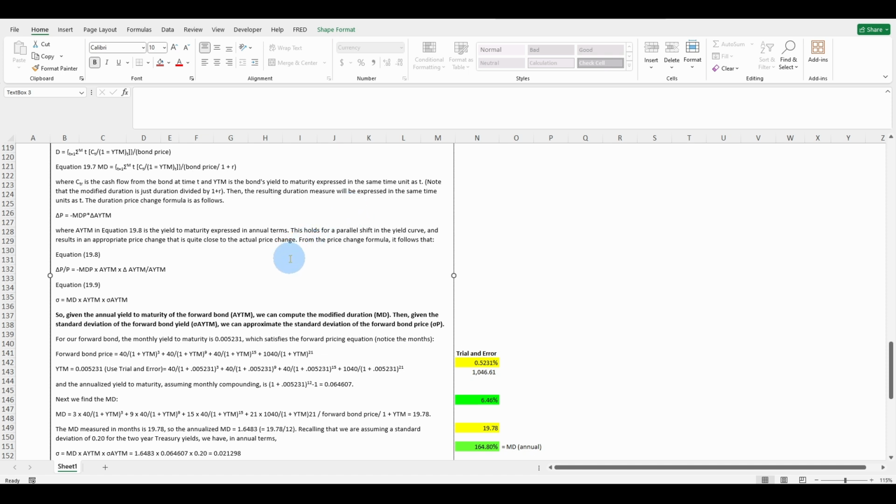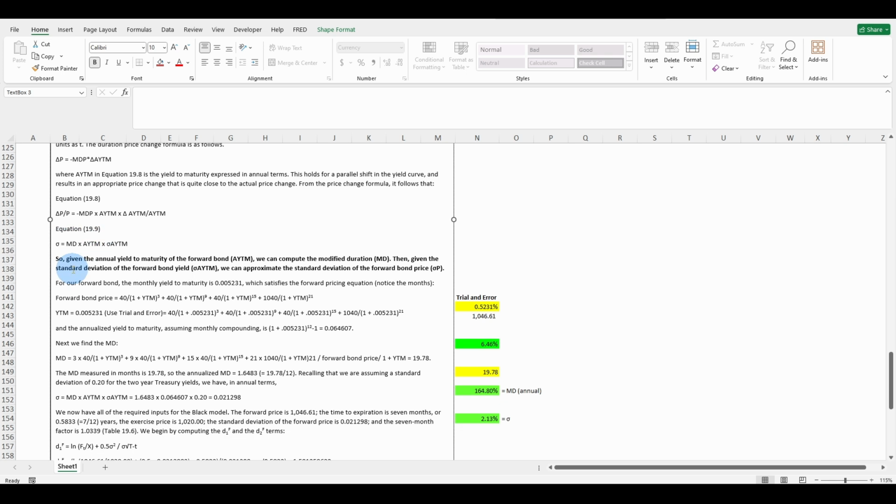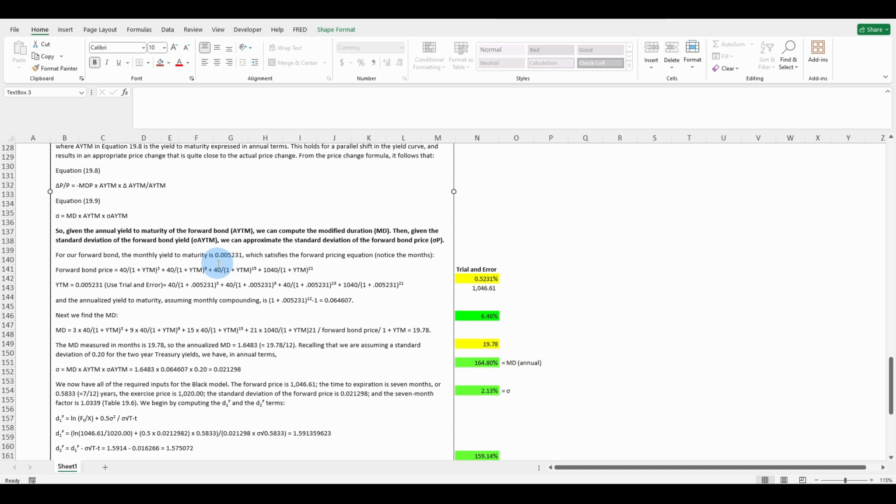From the price change formula, it follows that we get this formula here. We're just going to do some modification. Given the annual yield to maturity of the forward bond, AYTM, we can compute the modified duration, MD. Then, given the standard deviation of the forward bond yield, we have the standard deviation of AYTM. We can approximate the standard deviation of the forward price right here.